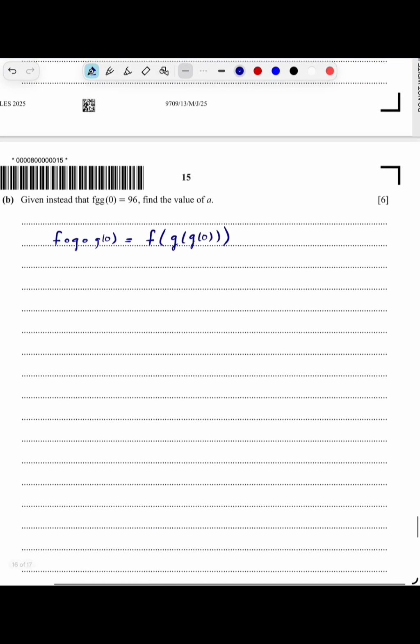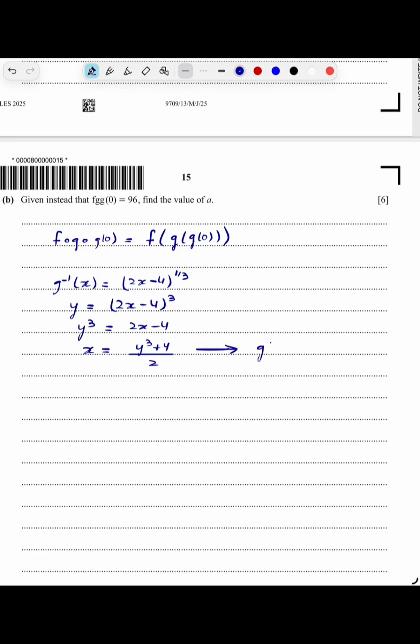So the inverse of g is equal to (2x - 4) to the power 3. Let's take this as y. We have (2x - 4) to the power 3. Let me just, I don't want to skip any steps. y cubed is equal to 2x - 4. And then x becomes (y cubed + 4) over 2. Okay, so now we found the function g(x).